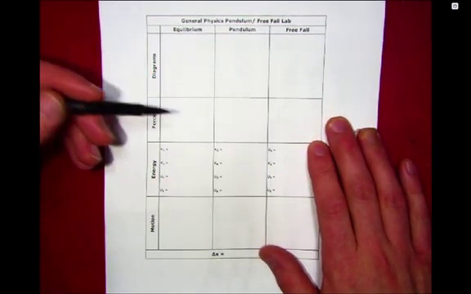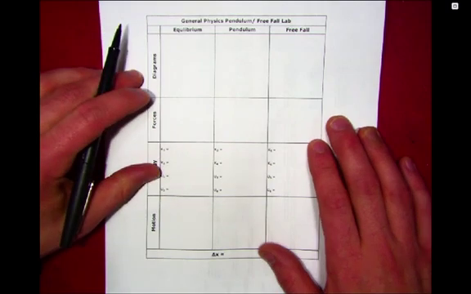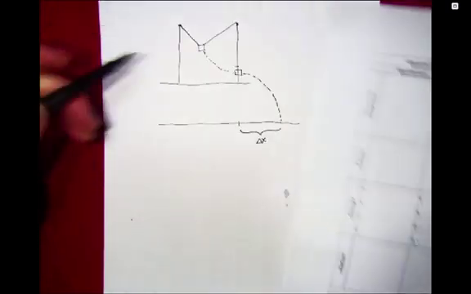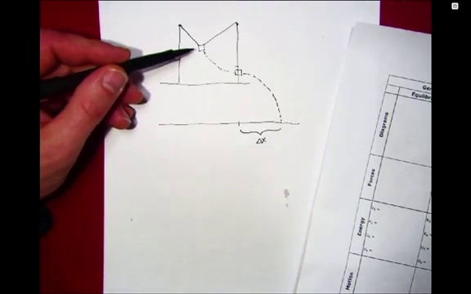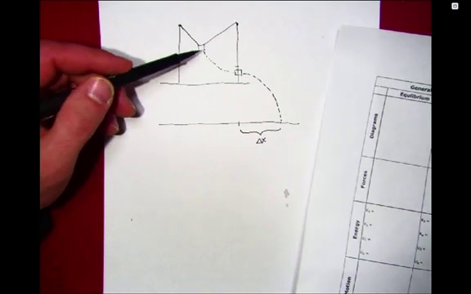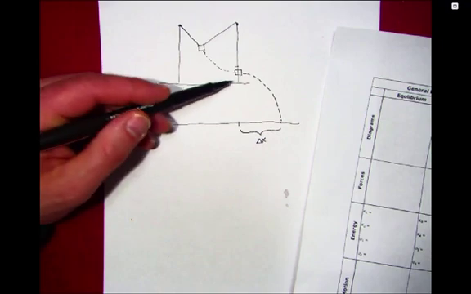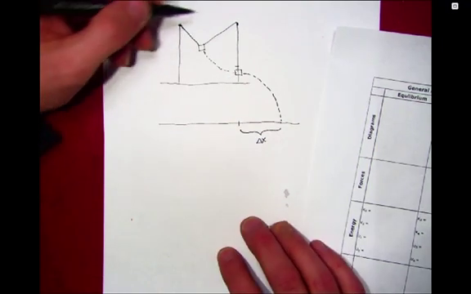Like I said, there are three main phases to the pendulum freefall. You have equilibrium, which is the part where it's just hanging by two strings, it's not moving or doing anything. You have the pendulum, this part right here, and then you have free fall. So I'll just label those up here.